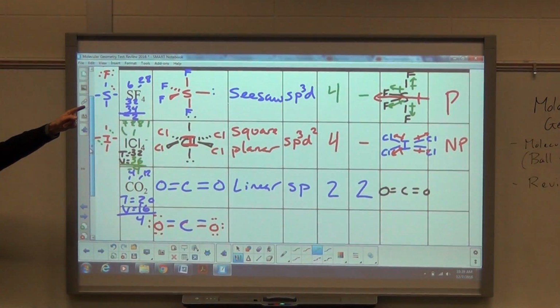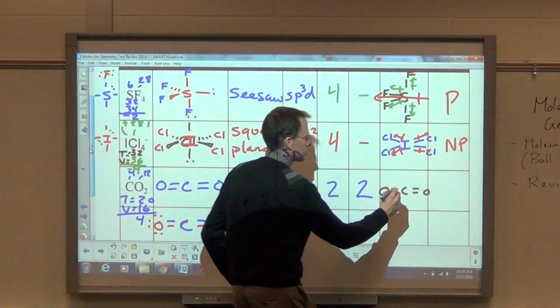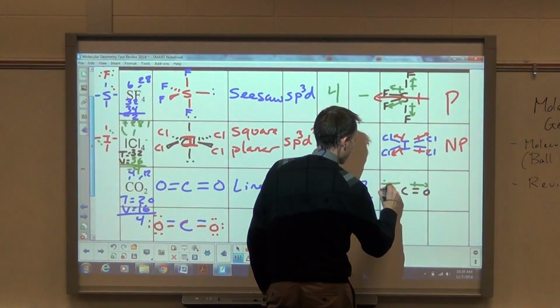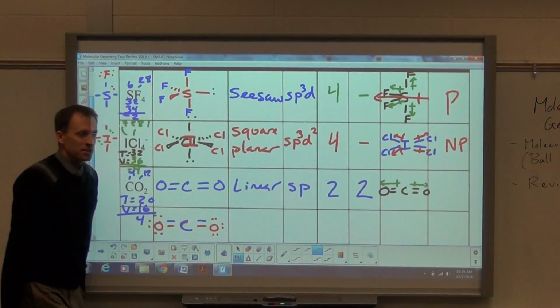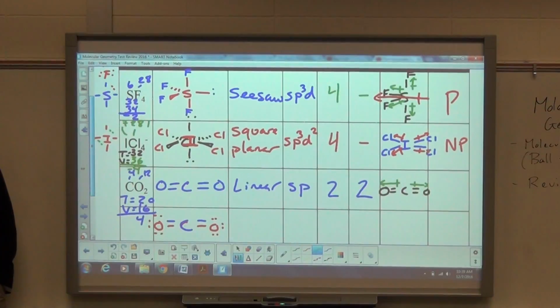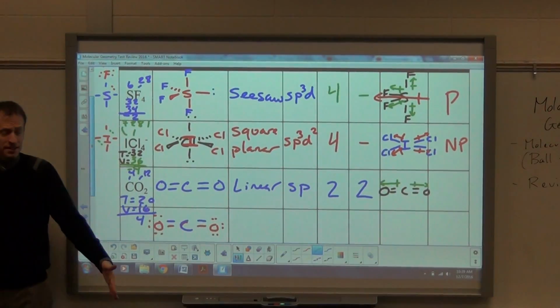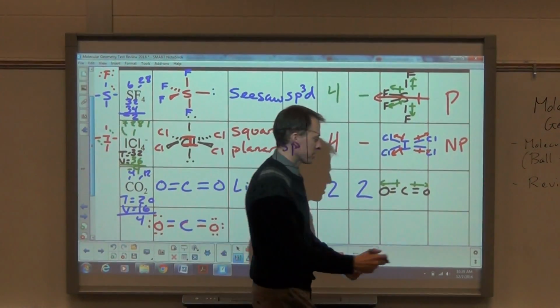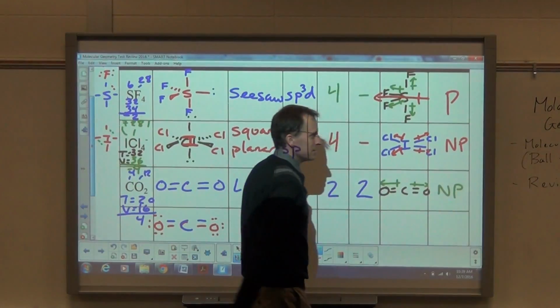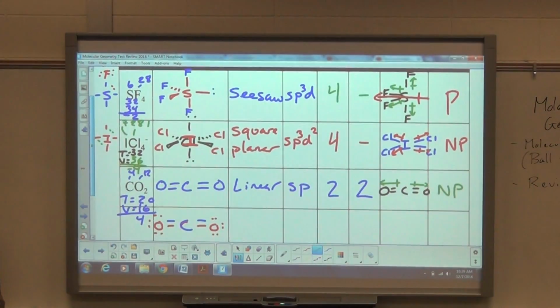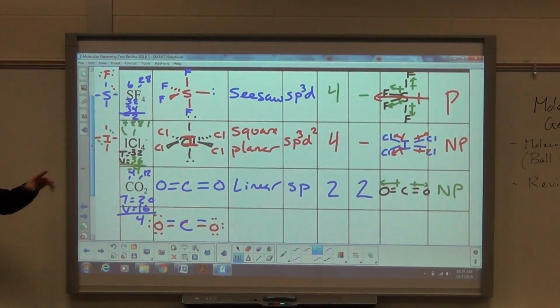O is more to the upper right, so the electron is going to be pulling towards the O. So this is nonpolar or polar? Nonpolar, they're canceling each other out. If it was bent, it would be polar, by the way, because they'd be going downward. That is nonpolar. Okay? So those are the 3.